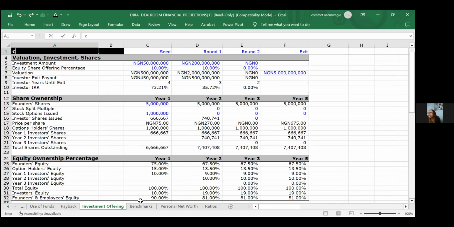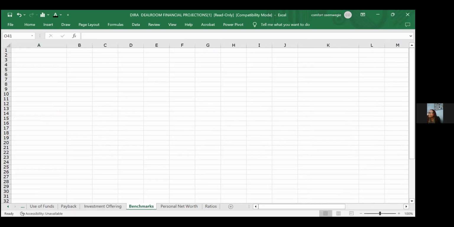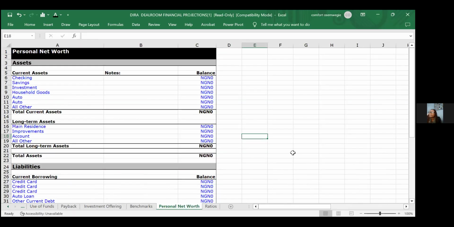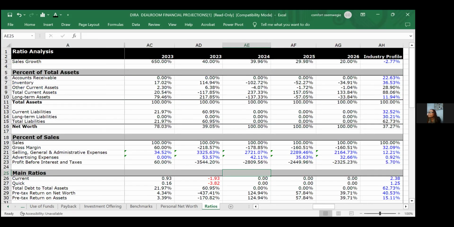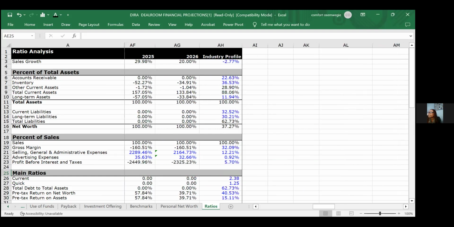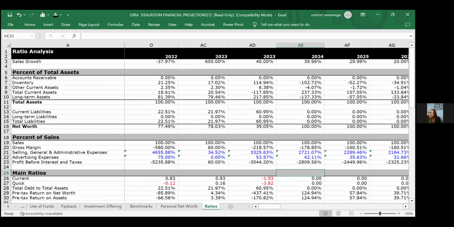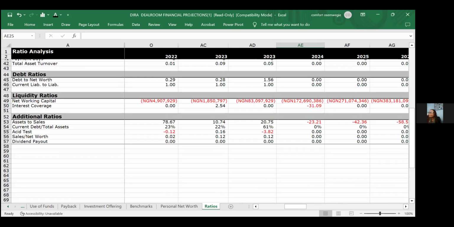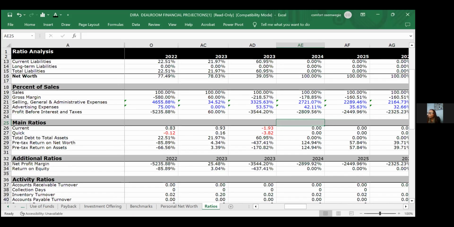And then we have benchmarks. Okay, that is not necessary. Personal networks, and then we have the ratio analysis. For every one of the businesses, you're going to know what your ratios look like. And investors need this a lot. So this is a very comprehensive Excel spreadsheet. And let's go into it now, starting with the markets when we come back.